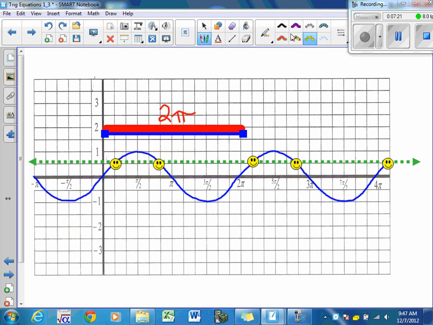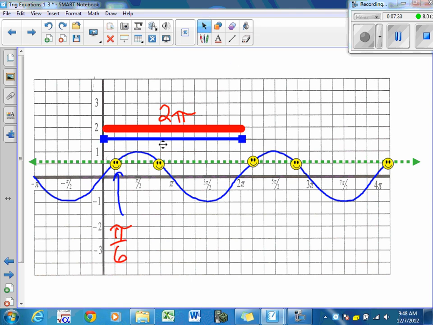If I take this first solution right here, which is pi over 6, 30 degrees, and I go from that solution forward one period, 2 pi, I get another solution. And if I go that same distance forward again, I get another solution, and again, another solution. If I go back 2 pi, there's a solution. If I go back another 2 pi, there's another solution. So all of these solutions are 2 pi away.